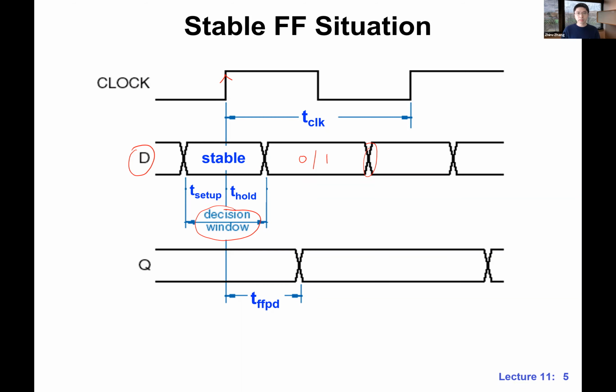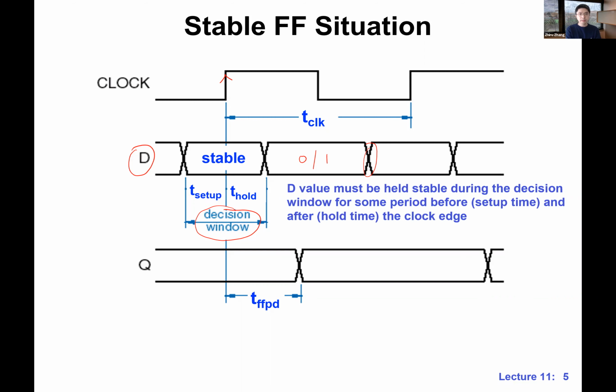The textbook has a very good analogy. We are basically capturing the signal, and it's like when you are taking a picture with your camera: right at the time when you push the button to take the picture, you want to hold your hands steady. That's the analogy. Again, the D value must be stable during this decision window, for some period of time before, that's called setup time, and after, which is the hold time.